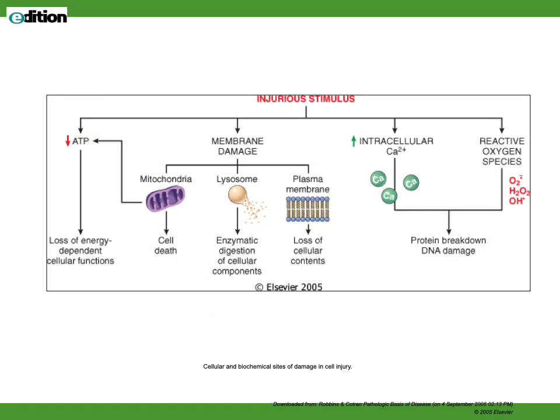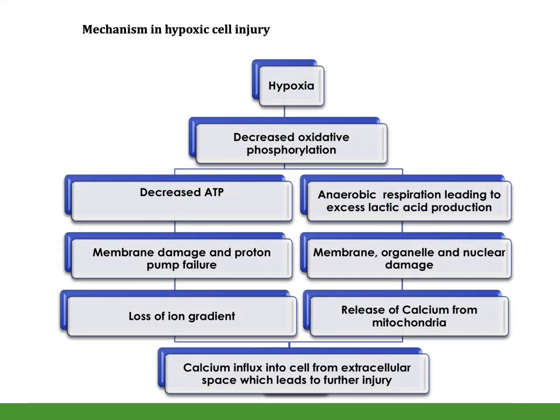So this is essentially a diagram or summary of everything that we've talked about in the last slide. So this is a schema or a summary of our explanation of cellular injury as a review. So hypoxia causes a decrease in oxidative phosphorylation, which causes decreased ATP. This leads to membrane damage and proton pump failure in the mitochondria. This causes a positive feedback, leading to further decrease in ATP.